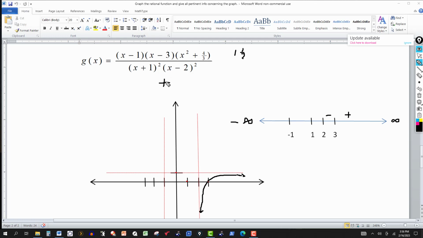So again, the denominator is positive, so 1.5 minus 1, that's a positive number. 1.5 minus 3, this is a negative. This one's always positive because of the square and the plus sign there. So positive times negative is negative, so I know that the graph is coming down here. So it's coming down like this, approaching the vertical. So notice the graph approaches this asymptote of x equals 2 from the right and from the left.